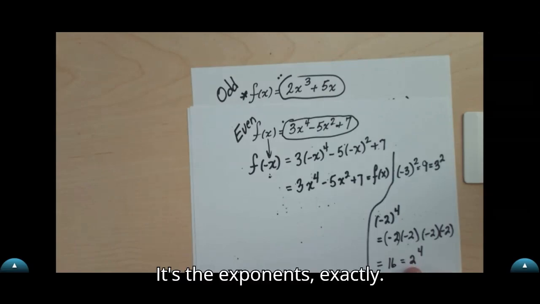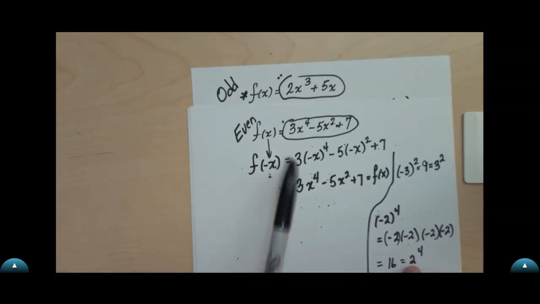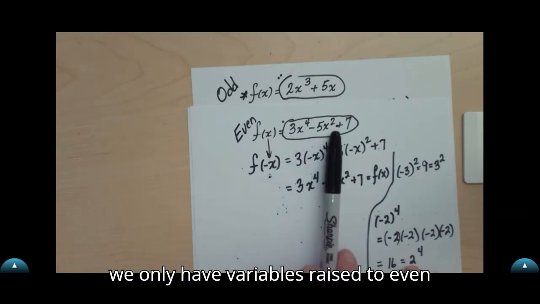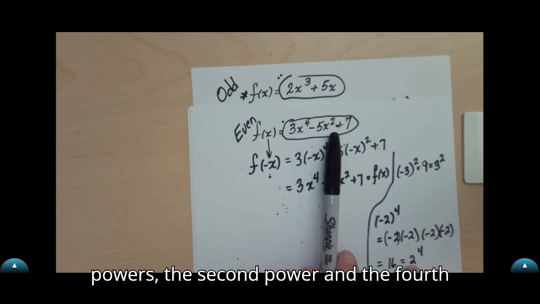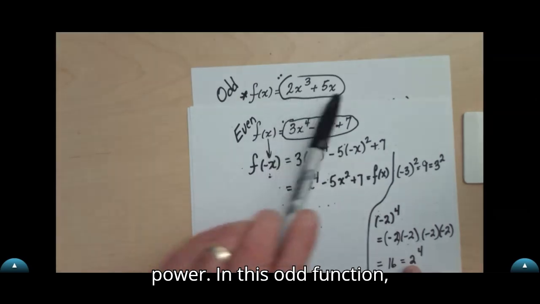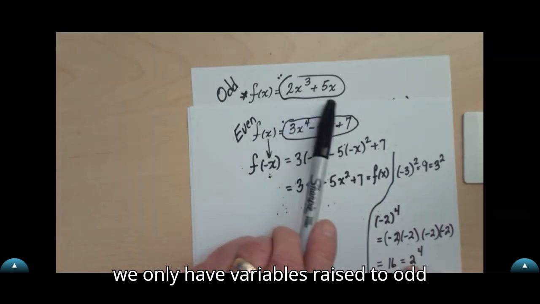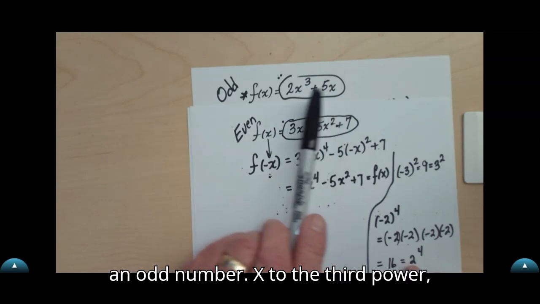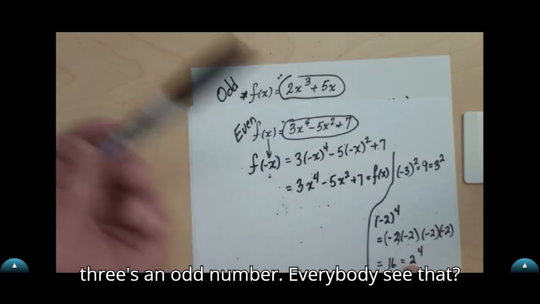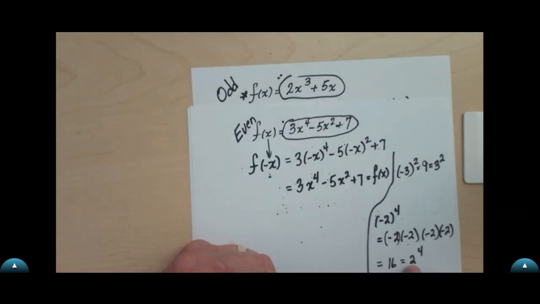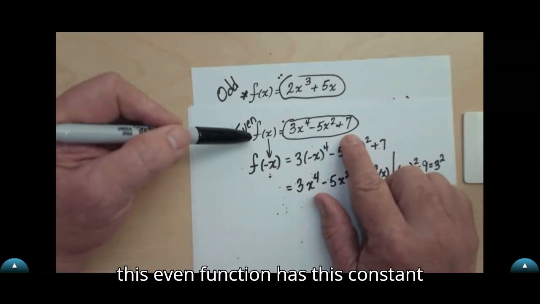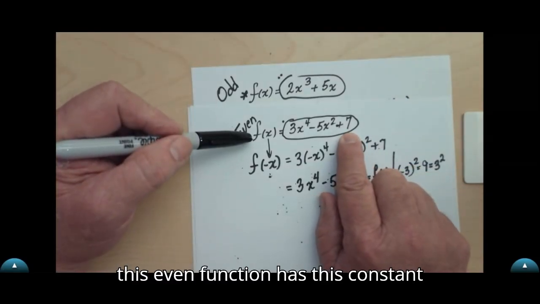It's the exponents, exactly. Notice how in this even function, we only have variables raised to even powers, the second power and the fourth power. In this odd function, we only have variables raised to odd powers. X to the first power, 1's an odd number. X to the third power, 3's an odd number. Everybody see that? Now, the one thing to notice is this even function has this constant term.